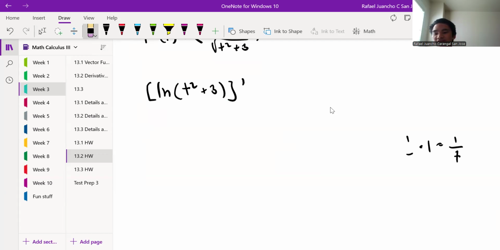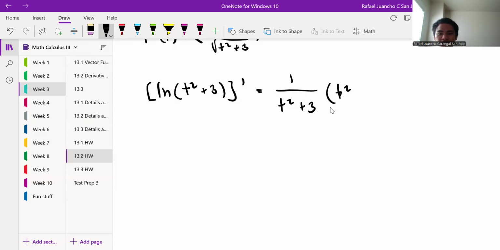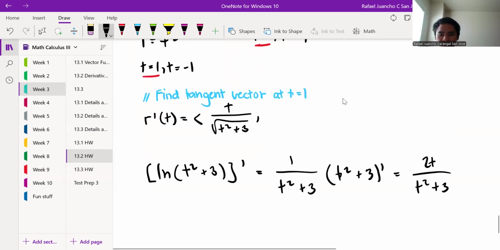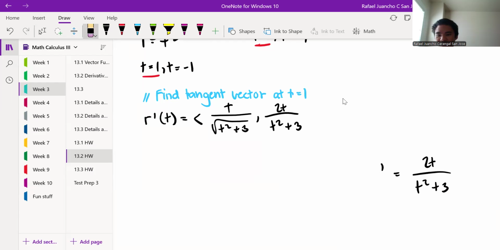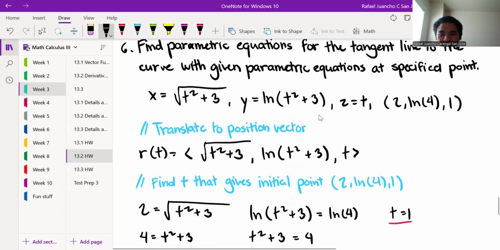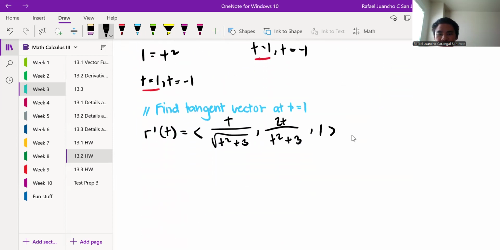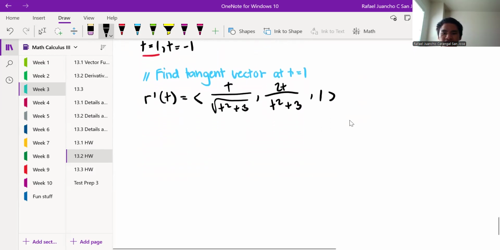Here in this case, it's the same thing. So we do 1 over the inner function, and then we do a chain rule. We take the derivative of this thing, which will give us 2t. Done. So this is 2t over t squared plus 3. Wow, I'm going back to calculus 1. And lastly, t, that's just 1.